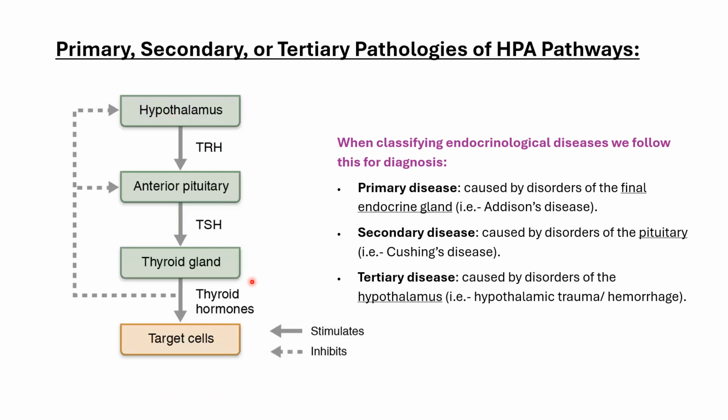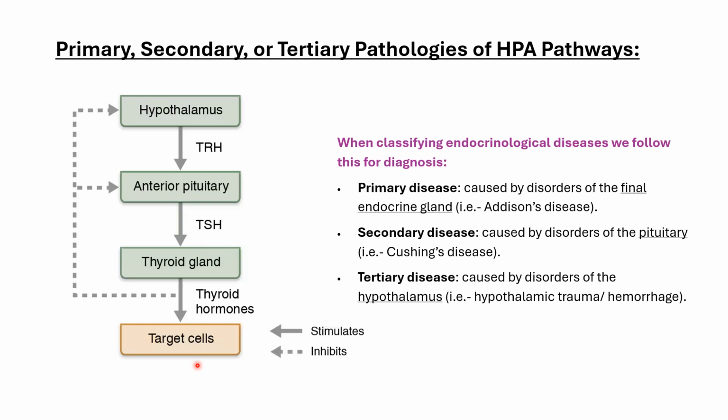So here is the pathway for our thyroid hormone secretion. The hypothalamus secretes a hormone known as thyrotropin releasing hormone. This goes to the anterior pituitary, and it causes the anterior pituitary to secrete thyroid stimulating hormone. This stimulating hormone goes to the thyroid gland, and it causes the secretion of thyroid hormones. These thyroid hormones then act on the target cells.